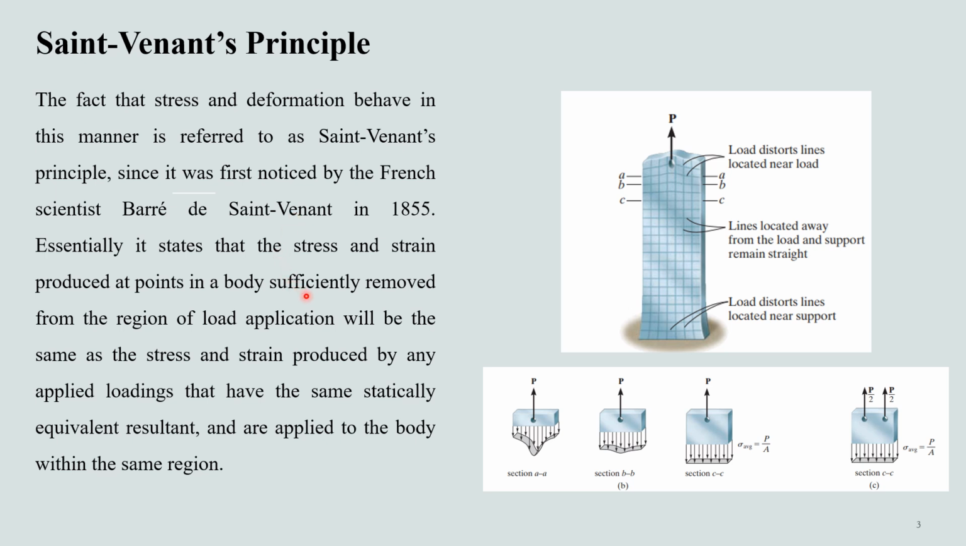For example, if two symmetrically applied forces P by 2 act on the bar, the stress distribution at section CC will be uniform and therefore equivalent to an average stress that will be equal to P by A.